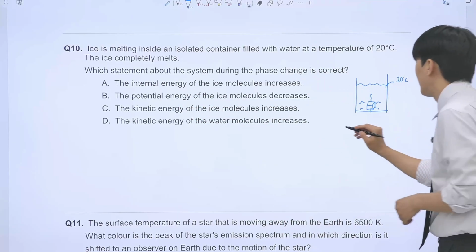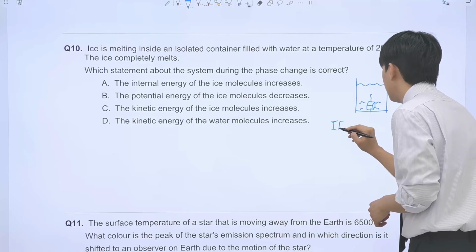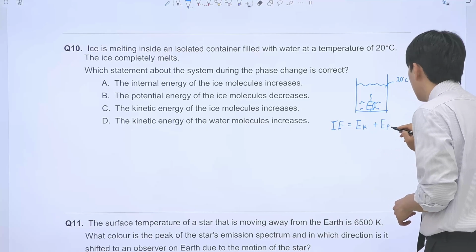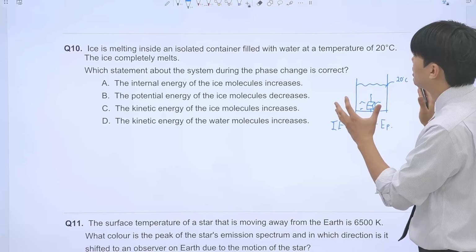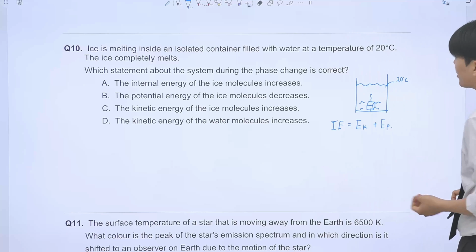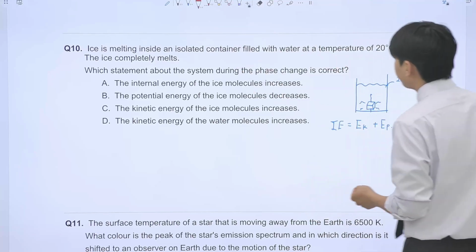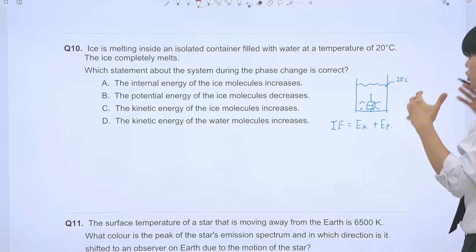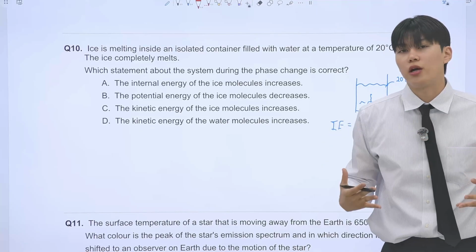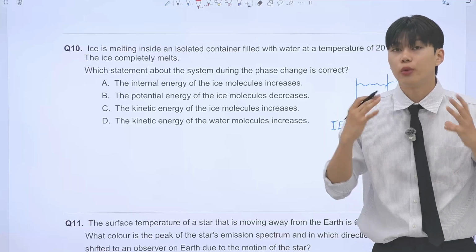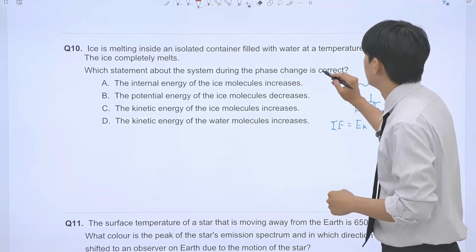So let's think about the internal energy first. What's the internal energy? Internal energy is kinetic energy plus intermolecular potential energy. Now we focus on the ice part here, like ABC, and this is just the water molecule part. But think about it. The internal energy of the ice molecule increases. Internal energy is just the total energy of the system, especially the ice, right? So the ice system's total energy, but total energy never changes, right? So it does not change.